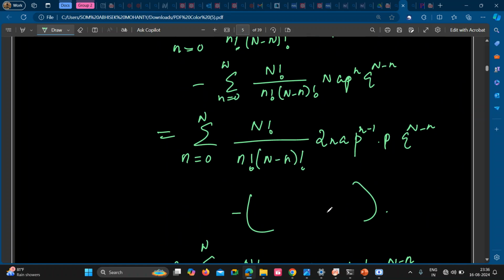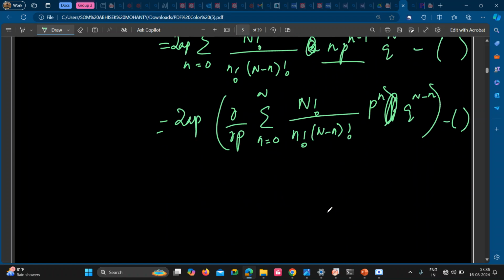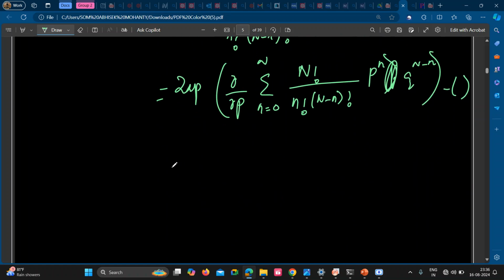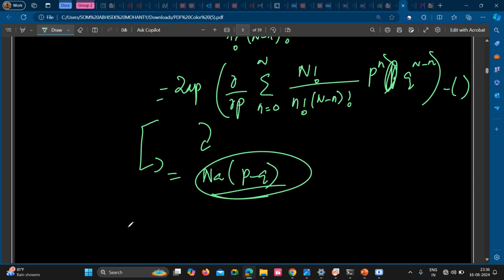After solving this I will get the answer. I will just write the answer because it's a very long derivation. It's N a into p minus q, that is N a into 2p minus 1. You have to solve it, expanding it more and more. It's a very long derivation, so I'm just writing the answer, N a whole into p minus q. And this value we just have to put in the second question.